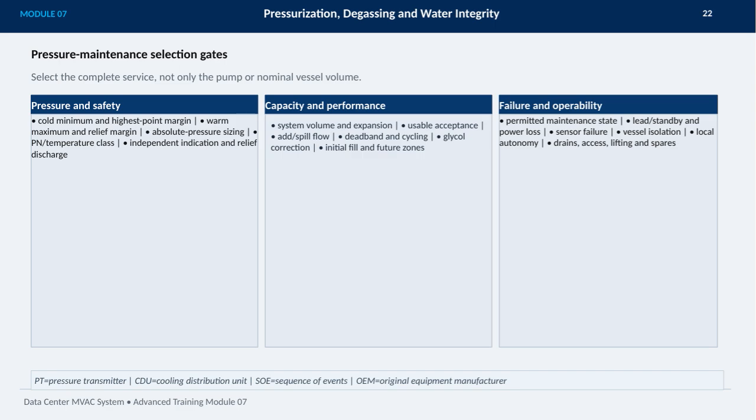When it comes to capacity and performance, factors like system volume and expansion, usable acceptance, add or spill flow, deadband and cycling, glycol correction, and considerations for initial fill and future expansion zones play vital roles. Lastly, failure and operability aspects include permitted maintenance states, strategies for lead, standby, and power loss scenarios, sensor failure handling, vessel isolation, local autonomy, as well as provisions for drains, access, lifting, and spares to ensure continuous, reliable operation. Understanding these selection gates ensures we maintain both system integrity and operational resilience.